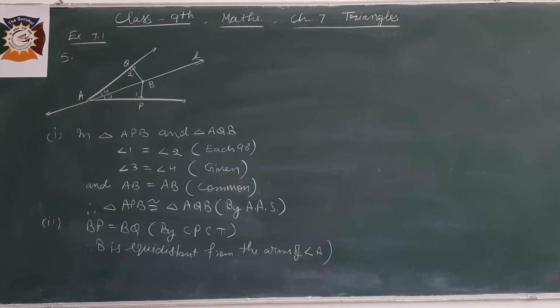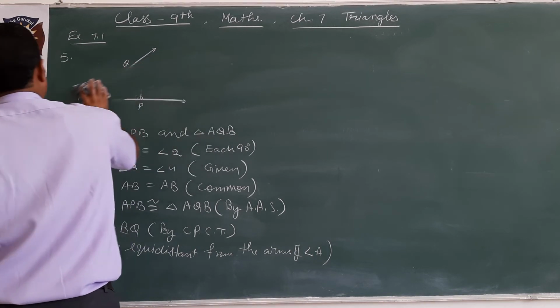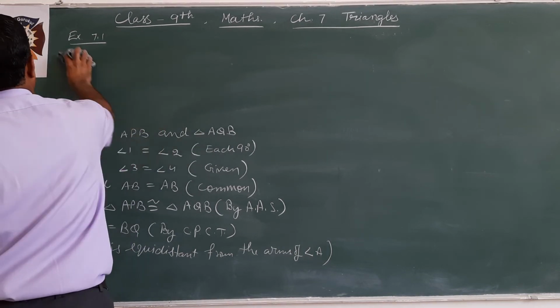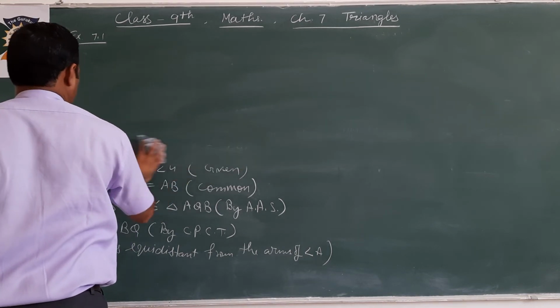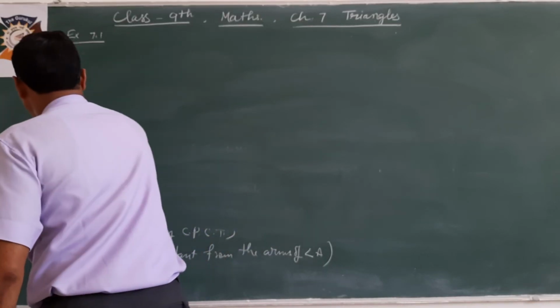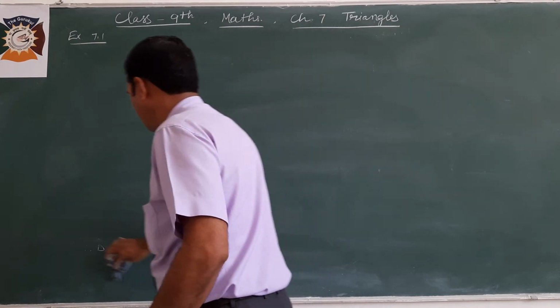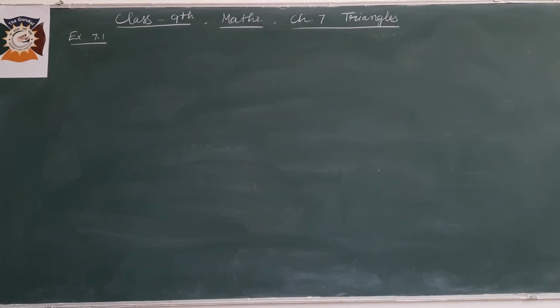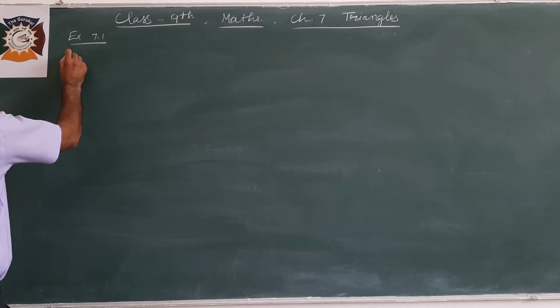The last question I'll explain of this exercise, question number 7. In this exercise, there are 8 questions. And this is an important question. Question number 7.